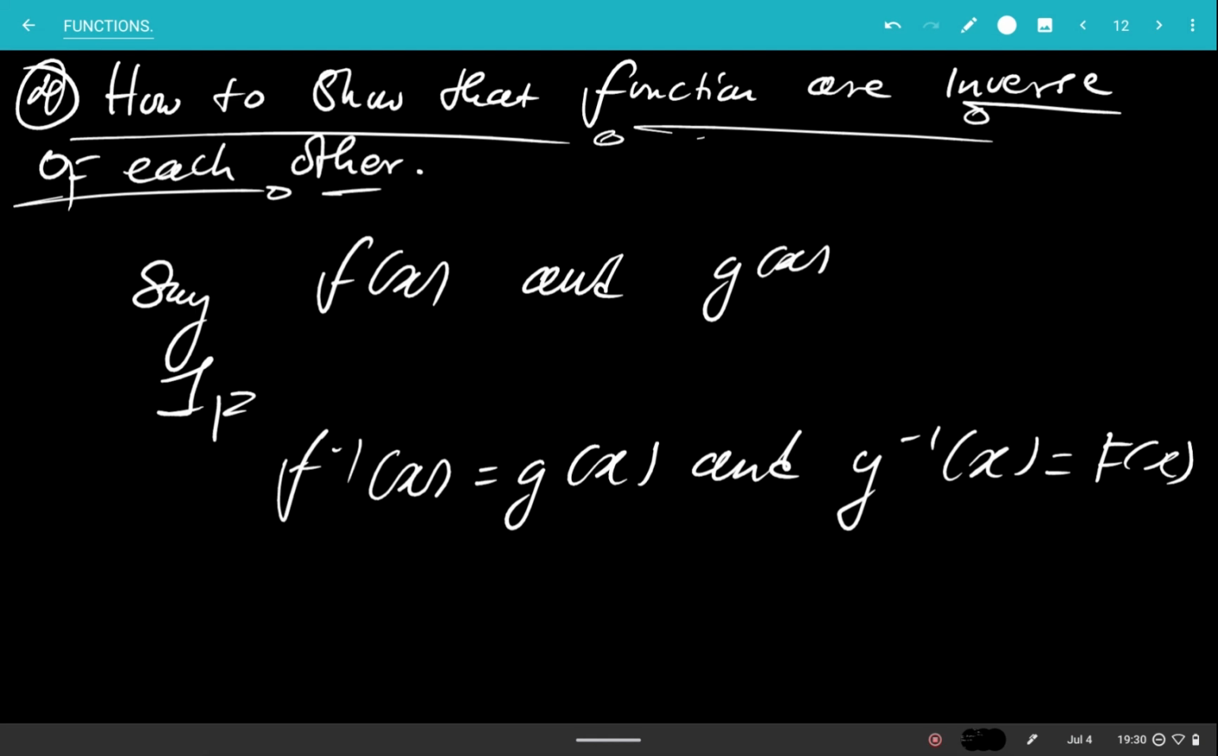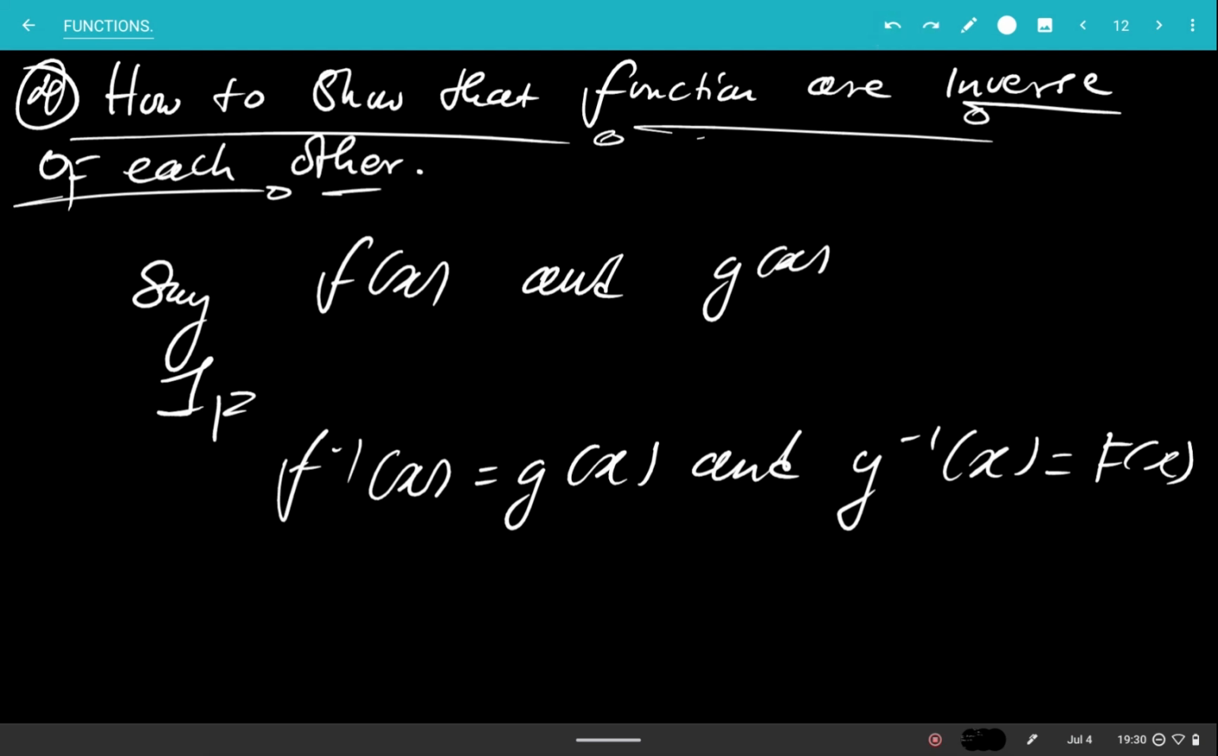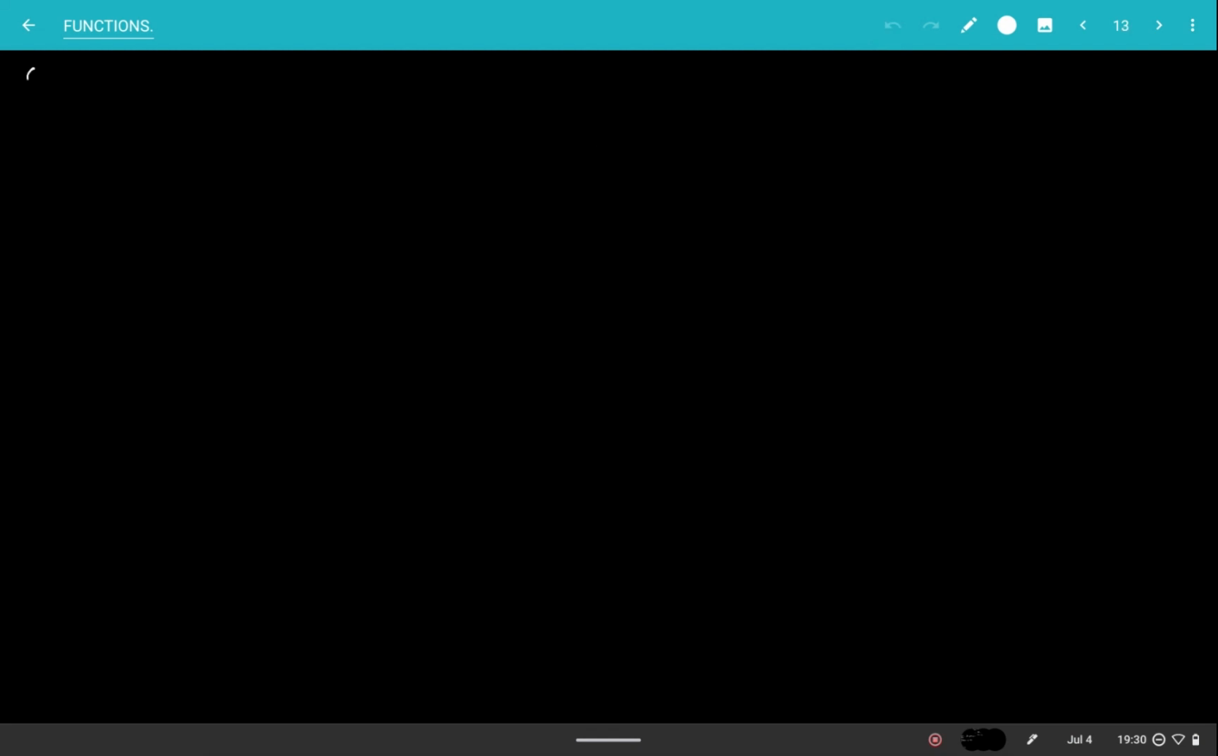If f inverse of x is equal to g of x and g inverse of x is equal to f of x, it means that the function of f and that of g are inversely what? Related. Let's not forget, this is a condition that you should meet. Let's look at an example.